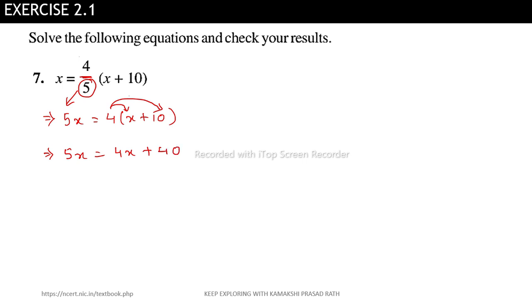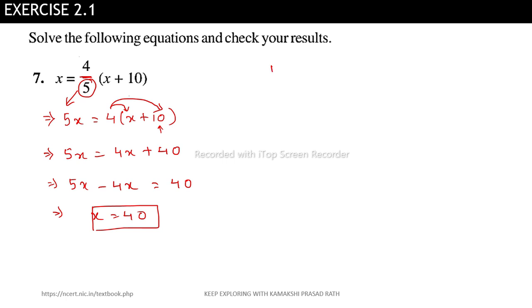This is a common mistake students generally make: they forget to multiply the second number. We have to multiply each and every term inside the brackets. So we get 5x equals 4x plus 40. We don't want 4x on the right side. Our work is to get x on the left side, so we'll bring 4x onto the left side. It becomes minus 4x, and 40 remains as it is. So 5x minus 4x becomes x. So x equals 40.